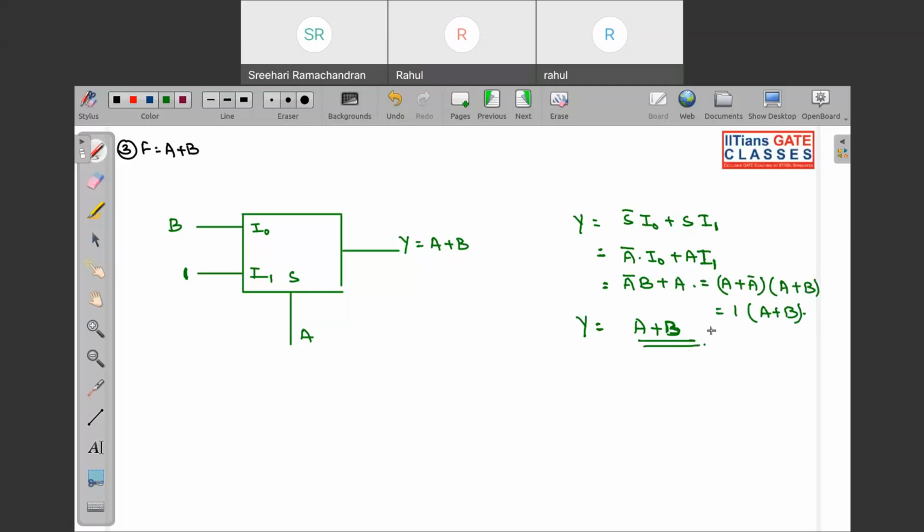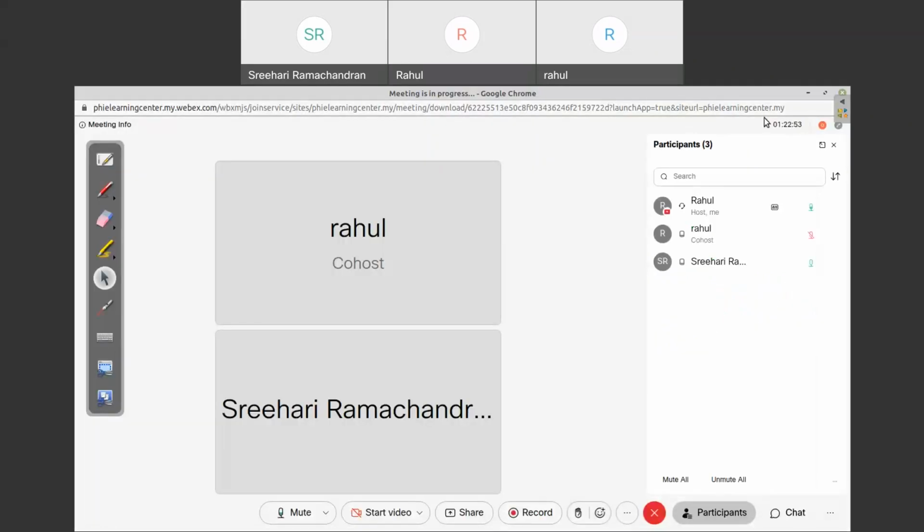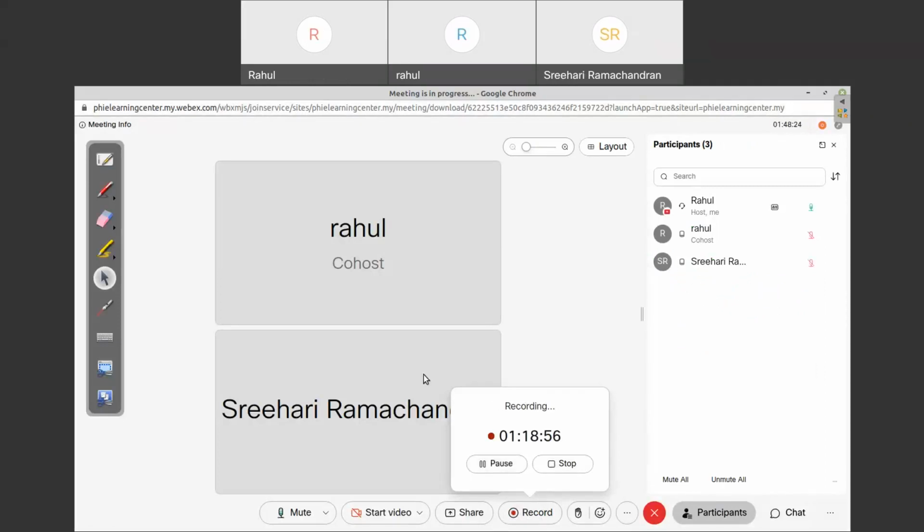Did we understand this, Srihari? Yes, sir. Clear. So always remember, whenever this kind of thing is asked, you need to substitute and check what you require. Okay, let us take a break for like 20 minutes.